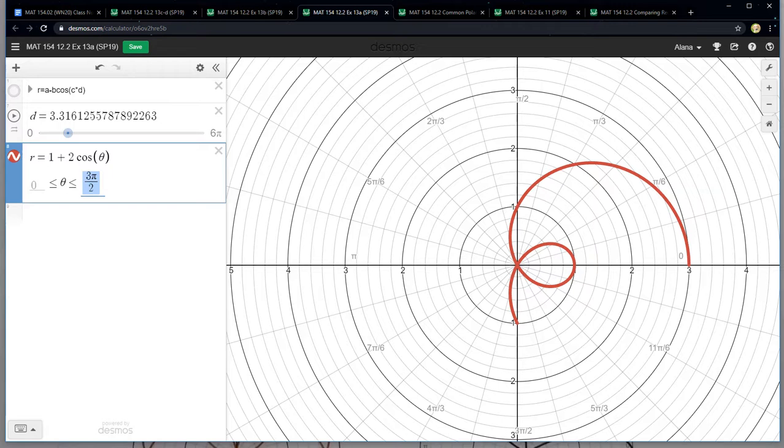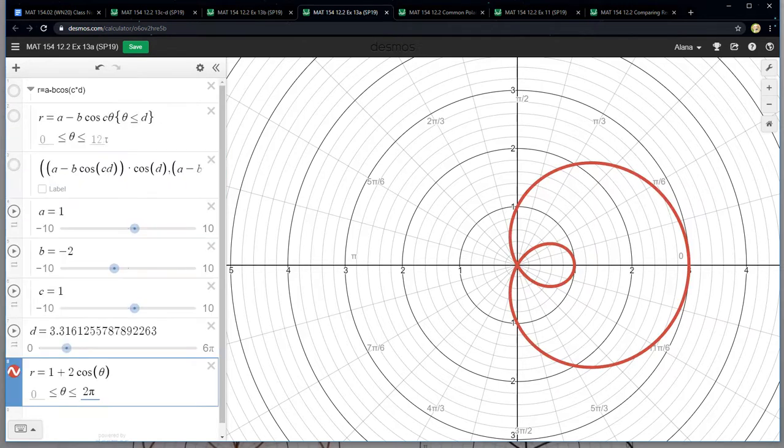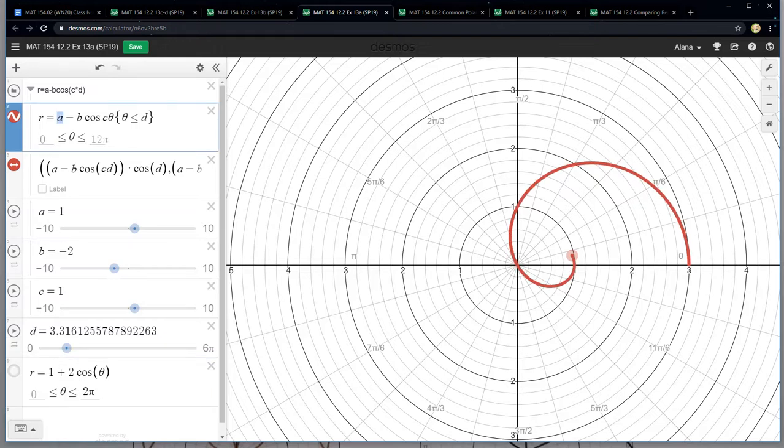So that's kind of using technology and trial and error. You can also kind of copy what I'm doing. So let me turn off that curve, because if I just graph the curve in general, it just graphs a curve. I wanted something that would work for all sorts of situations, so I actually put constants in. I said r equals a minus b cosine c theta. But the tricky part is that I said I want theta to be less than or equal to d, where d is this constant slider bar down here.